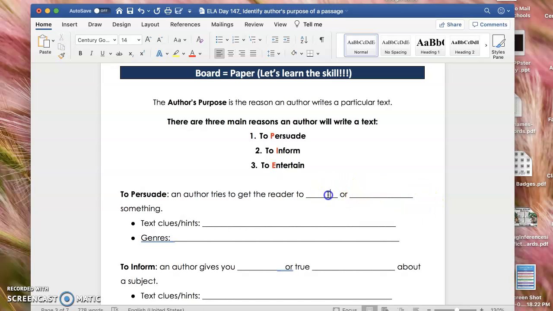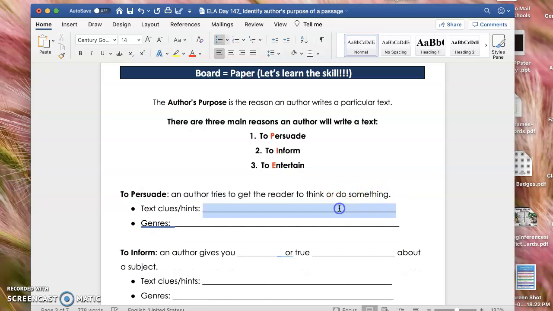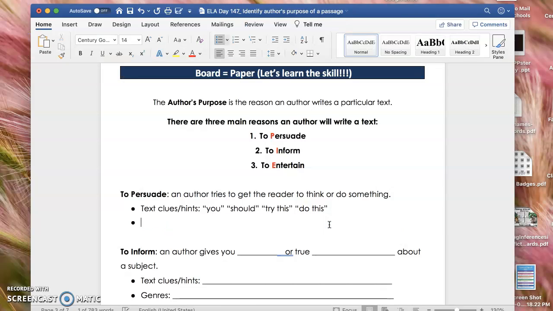So persuade, let's remind ourselves what we talked about yesterday, is when an author tries to get the reader to think or do something, right? And then the text clues, of course, would be things like you. That's the number one text clue because they're talking to us as the reader, trying to get us to do something. We should try this or do this, right? Cool. And so when we think of persuasion, we think of the examples or the genres.